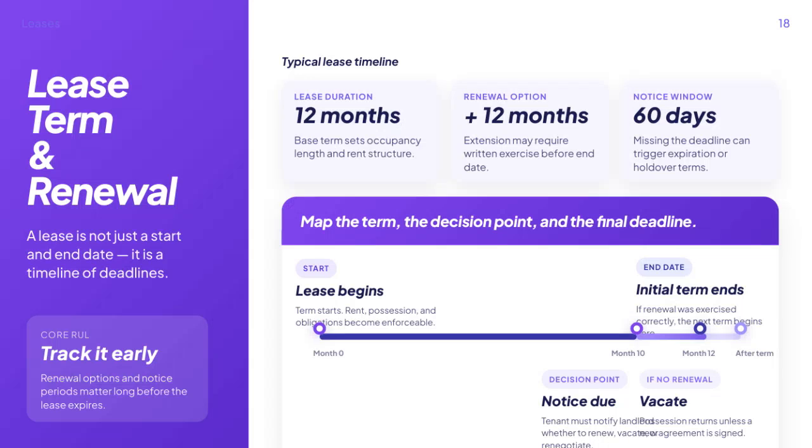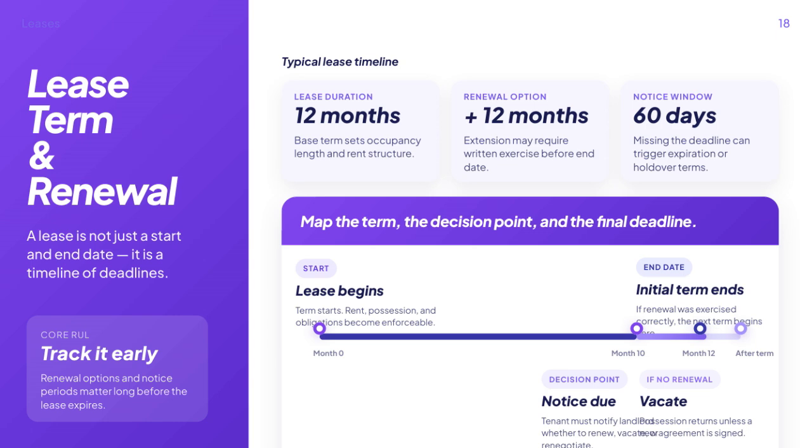When we talk about the lease term and renewal, it's important to understand that a lease isn't just about the start and end dates. Instead, it's a timeline filled with critical deadlines that you have to track carefully. The core rule here is to start tracking early. Renewal options and notice periods can significantly impact your options well before the lease actually expires.